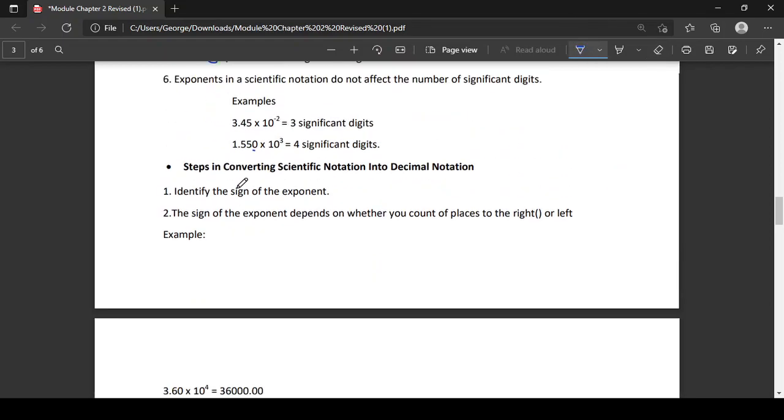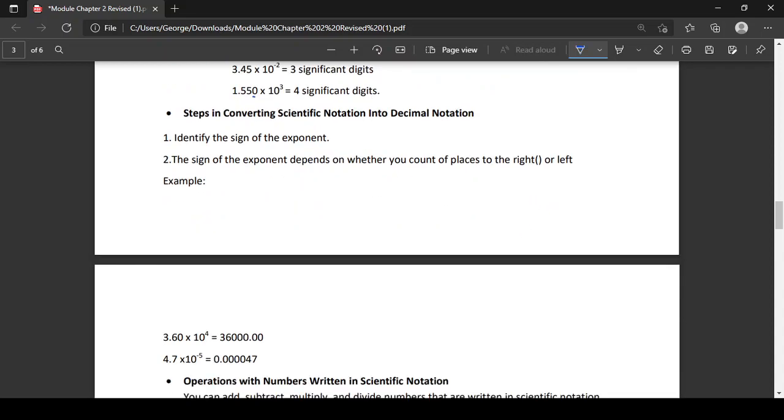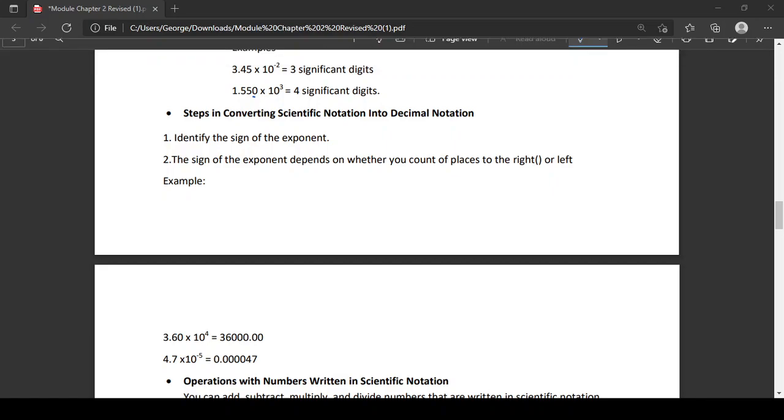Next, we have steps in converting scientific notation into decimal notation. So, kids, sa diri naman, baliskad naman ito. Kanina converting your decimal notation into scientific notation. Karon, ma-convert ka naman, from scientific notation into decimal notation. So, first and foremost, you need to identify the sign of the exponent, whether it is positive or negative. The sign of the exponent depends on whether you count the places to the right or to the left.